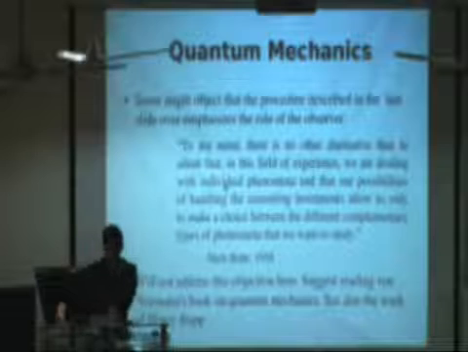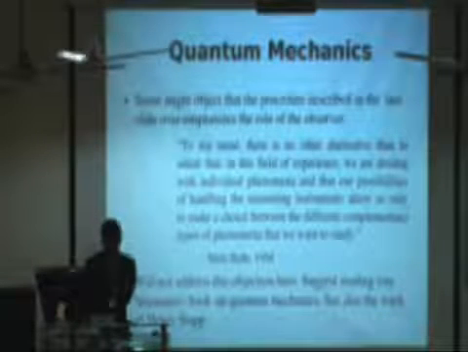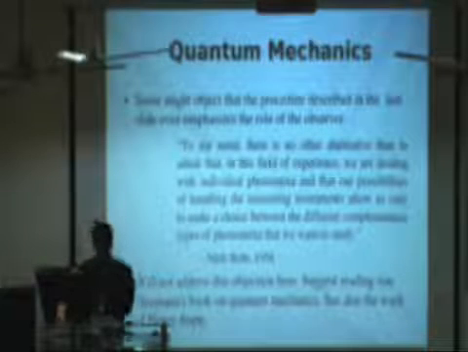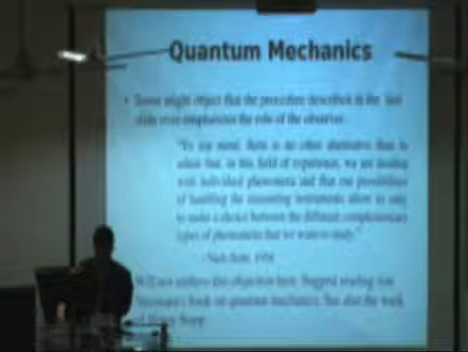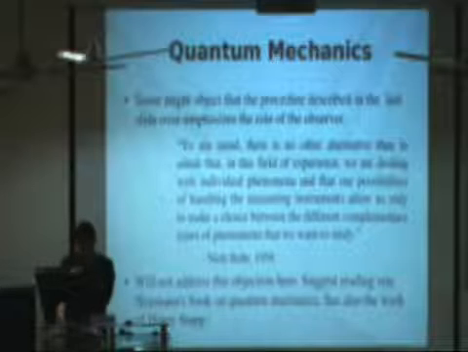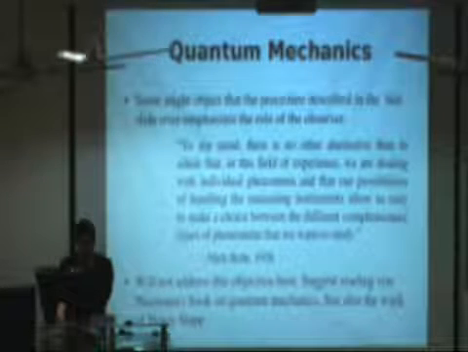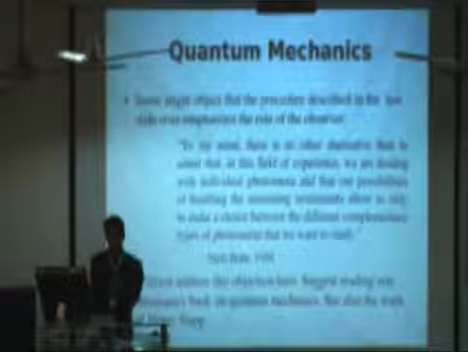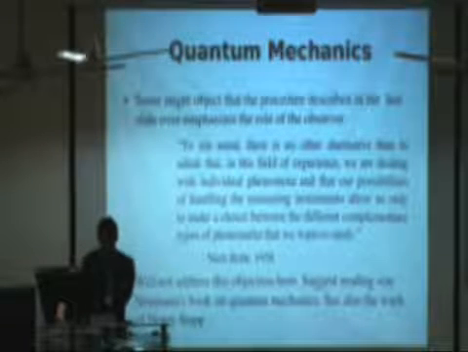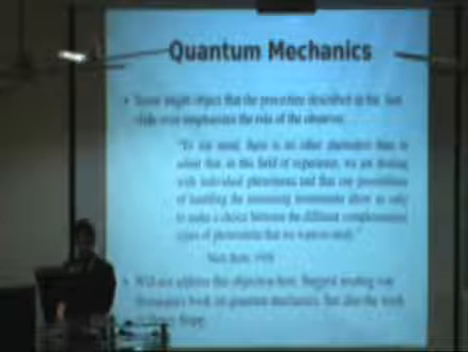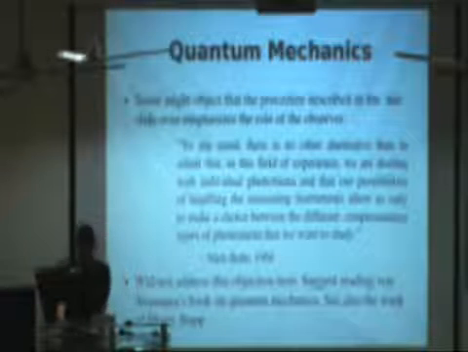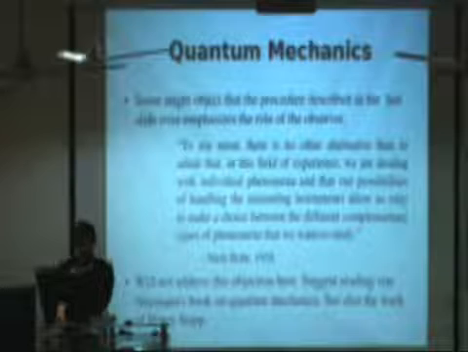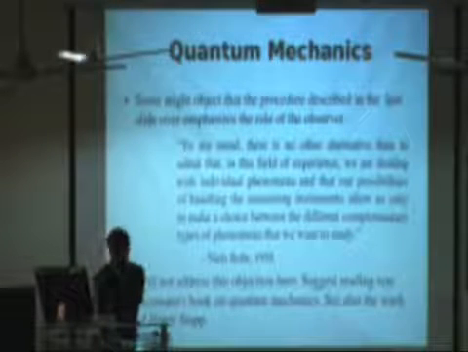And regarding the fact that ultimately there's a choice of what to observe, which is required to specify a mathematically precise quantum mechanics, we have to make a choice between the different complementary types of phenomena we want to study. But I'm not going to discuss too much about this here, so I suggest reading von Neumann's book on quantum mechanics and also the work of Henry Stapp for more on this.